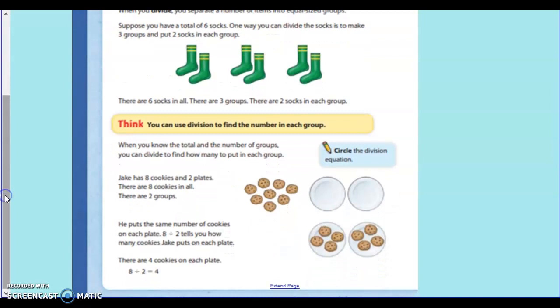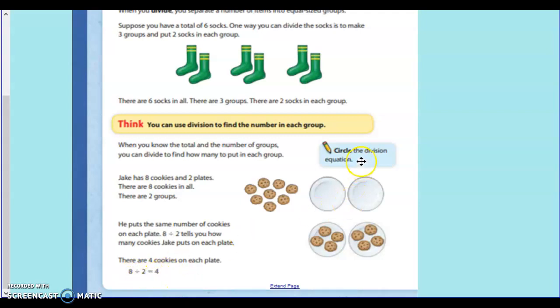So for this example, we have cookies. Jake has 8 cookies and 2 plates. There are 8 cookies in all, and there are 2 groups. My plates are my groups. If he puts the same number of cookies on each plate, that is 8 divided into 2 groups. 8 divided by 2. And as you can see here, that means you get 4 cookies on each plate. So my division equation is 8 divided by 2 equals 4.